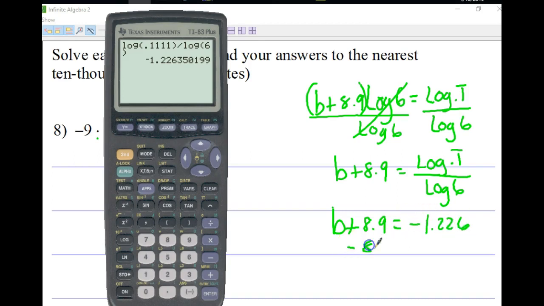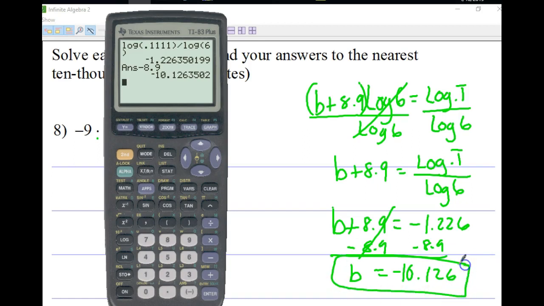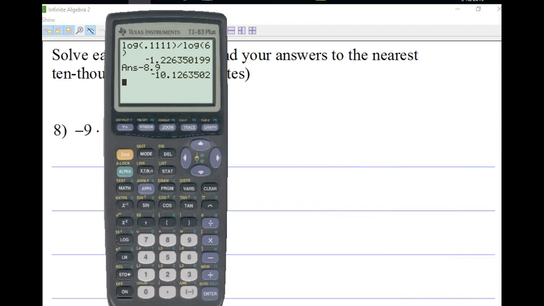And then finally, I'm just going to minus 8.9 on both sides. And once again, I'm just going to let my calculator do that for me. So minus 8.9. And I end up with negative 10.126. And there it is. So most of the first few steps are kind of cool. Just get rid of the non-exponent numbers. After that, you log both sides. After you log both sides, you slide the exponent to the front. Then you divide the log, get out your calculator, and finish the rest. Okay?